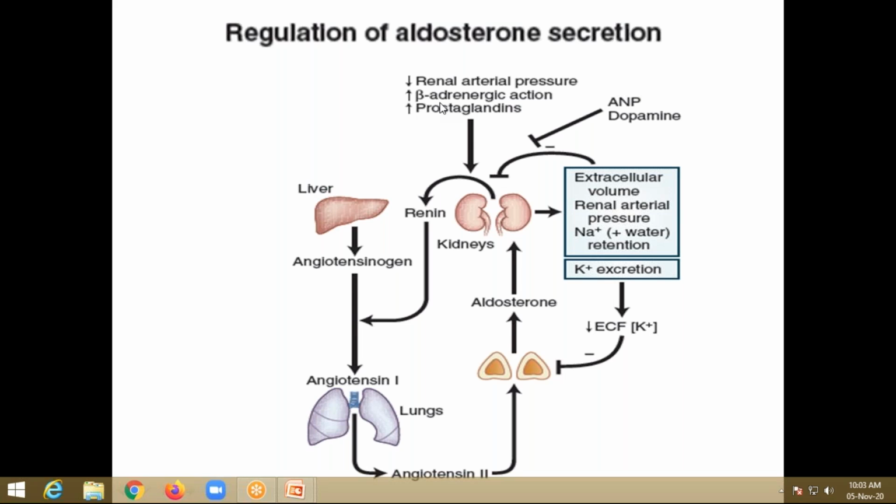So aldosterone causes sodium and water retention, to maintain the renal arterial pressure, and potassium and H+ excretion. So an excess of aldosterone leads to hypokalemia and hypernatremia. So sodium and water retention, potassium and H+ excretion.